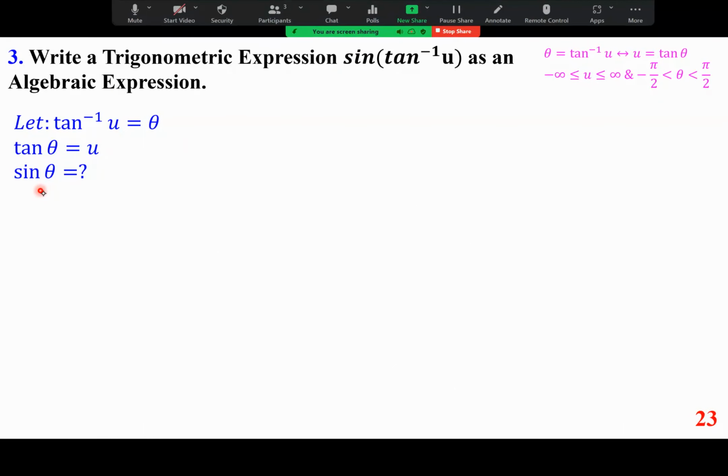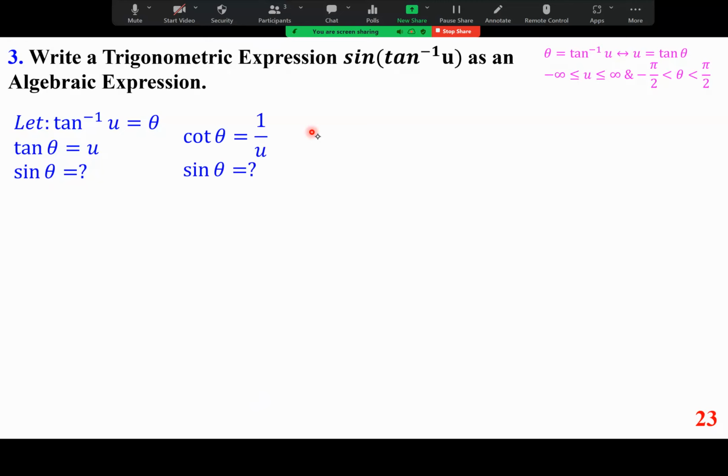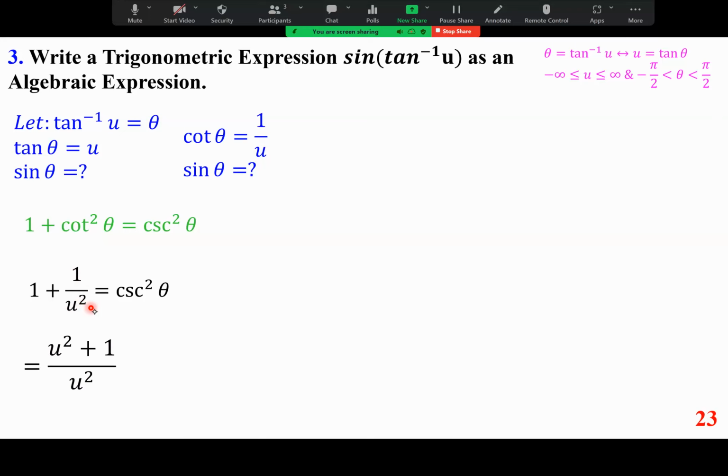There are a couple of different ways to approach that. One easy way uses the Pythagorean identity: 1 plus cotangent squared is cosecant squared theta. Cotangent is 1 over u, by the way, and we want sine. So 1 plus 1 over u squared, with a common denominator, gives u squared plus 1 over u squared, and that is cosecant squared.